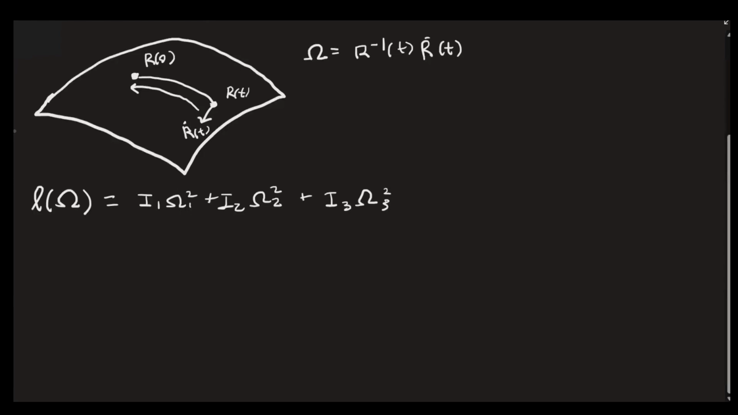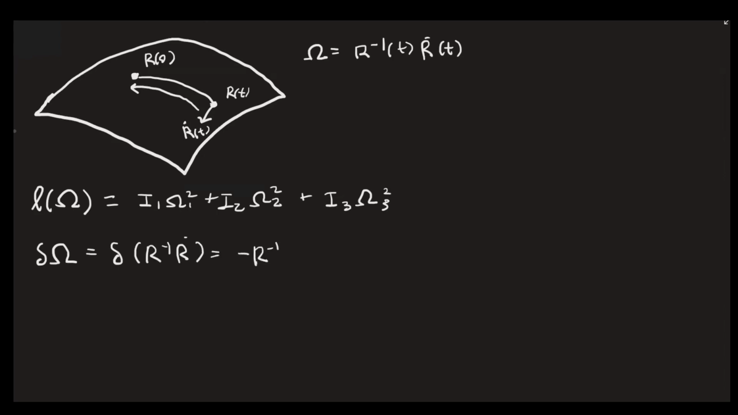So when we do the variations with respect to omega, let's find the actual specific form of that. So this is delta of R inverse R dot equals negative R inverse delta R R inverse R dot plus R inverse delta R dot. I didn't draw an inverse there. Right, there we go.